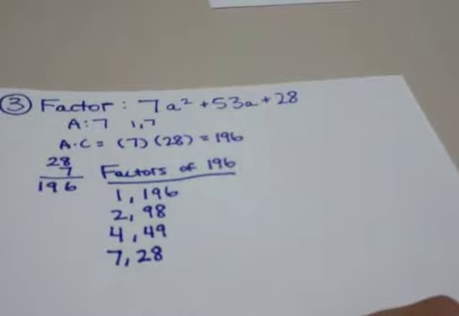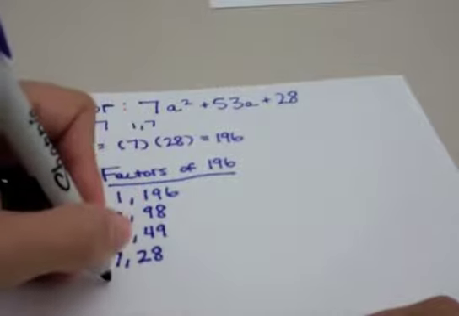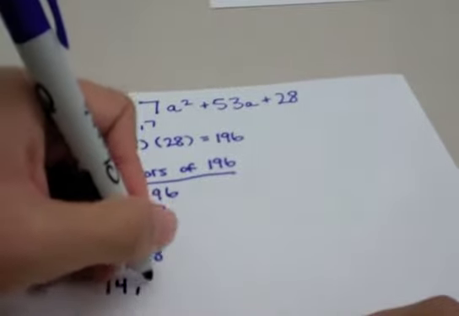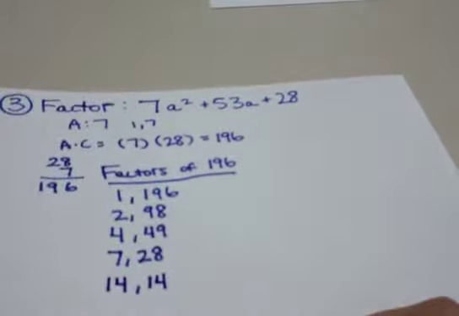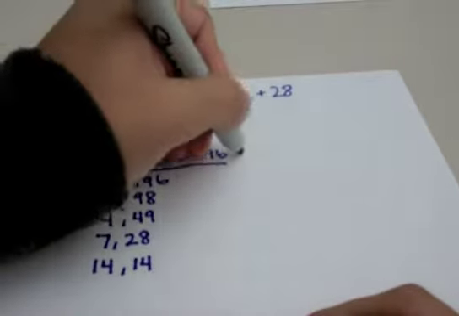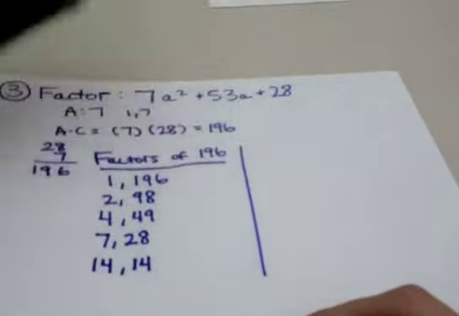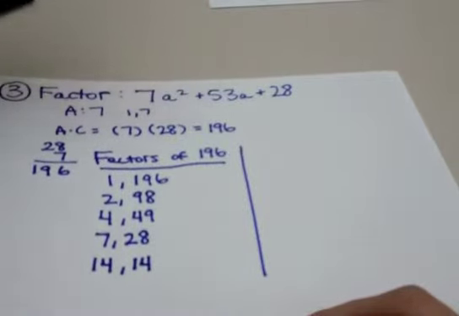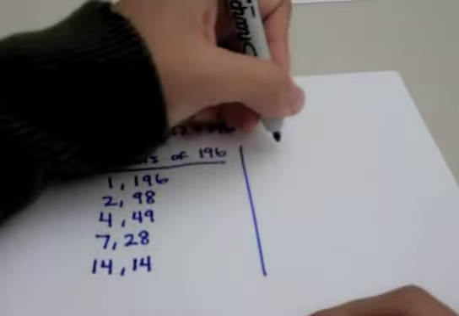9 does not work. 10 doesn't work. The last one I think is going to work is going to be 14 and 14. So now we have all the factors of 196. And we need to figure out which two will give us the sum of 53, because we're looking for that b value of positive 53.